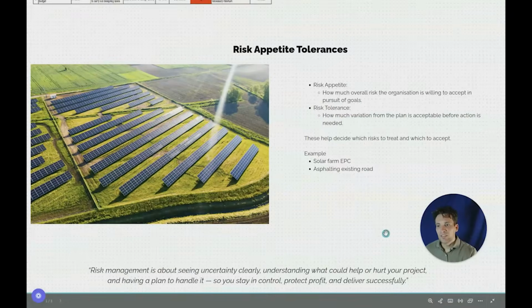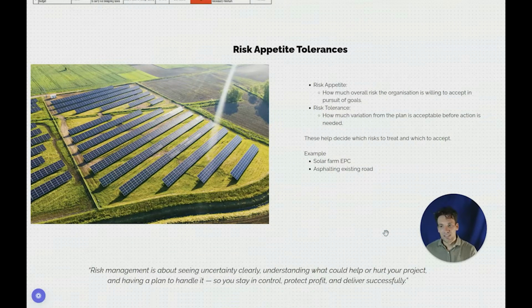Okay, to summarize, risk management is about seeing uncertainty clearly, understanding what could help or hurt your project, and having a plan to handle it so you stay in control, protect profit, and deliver the project successfully, regardless of the uncertain events and conditions that can impact the outcomes.